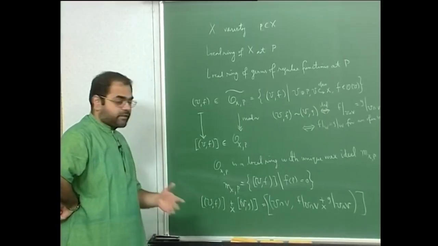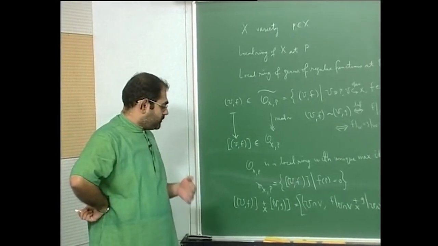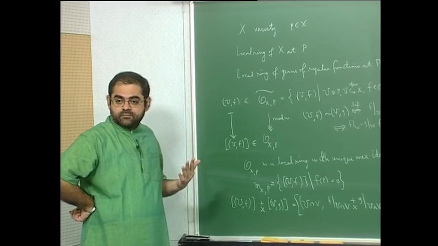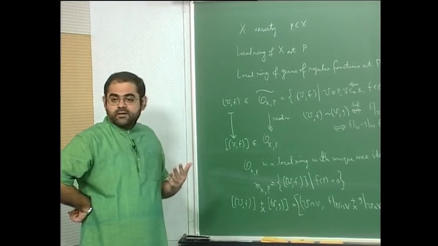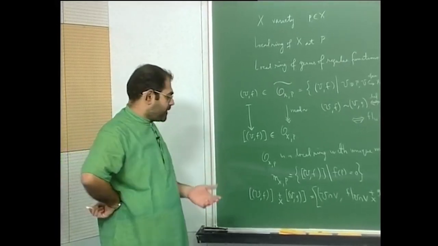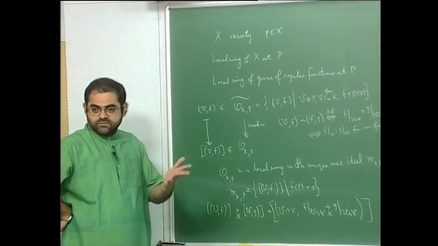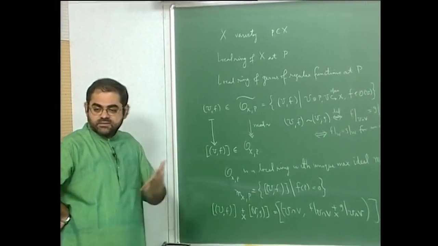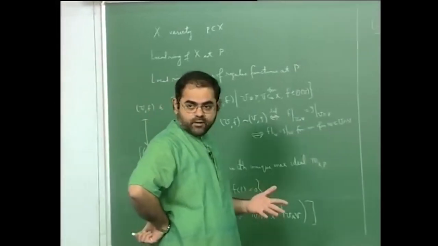The 0 element is given by the germ of the function 0, and the multiplicative identity element is given by the constant function 1, which is also, of course, a regular function, since constant functions are all regular functions. So 0 and 1 are just given by the germ of the constant function 0, and the germ of the constant function 1, which takes the value 1.